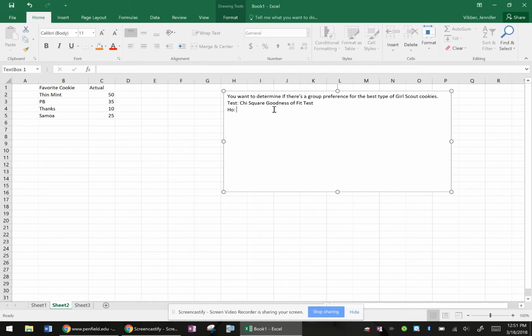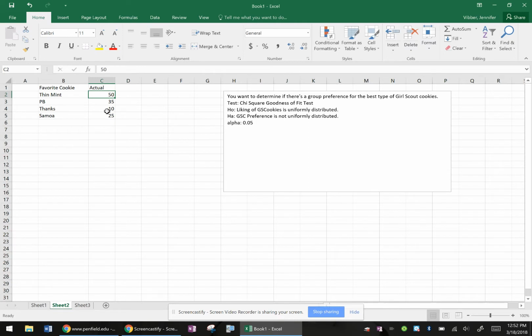The hypothesis is liking of Girl Scout cookies is uniformly distributed. H sub A would therefore be Girl Scout cookie preference is not uniformly distributed. All right, we already talked about the test. Our alpha level is, as always, 0.05. And now I need to decide if these are uniform or not uniform.